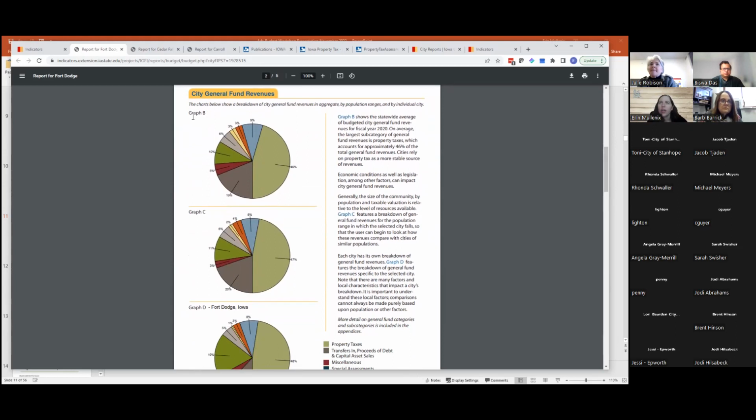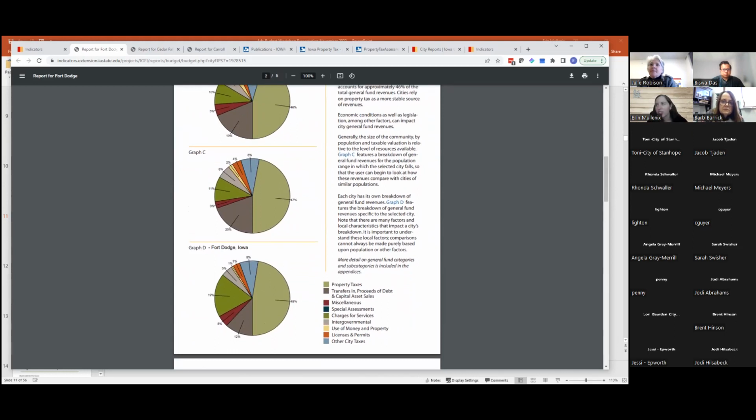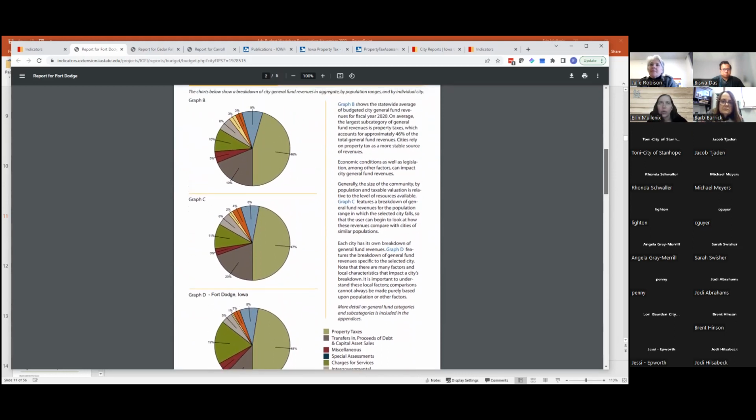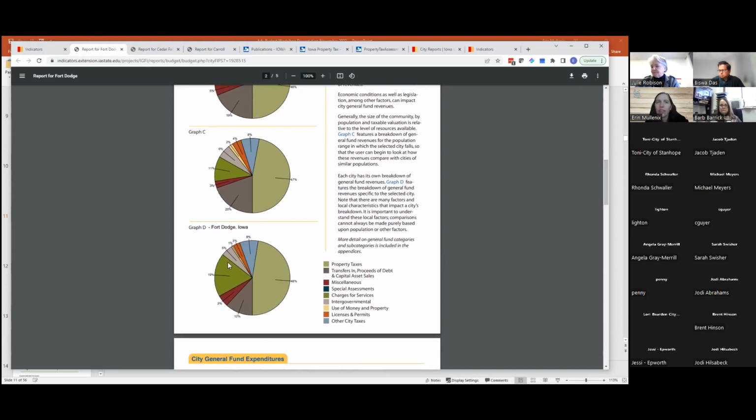Then the breakdown. So graph B is showing the statewide average, and there's a key at the bottom that color codes. And of course, property tax is typically, almost in all categories, the largest general fund revenue source. And then you can see the breakdown statewide. And then the graph in the middle, graph C, is your peer population. So whatever bucket population range that your city falls in, you can see how you compare to the average for your population range. And then graph D is city specific.